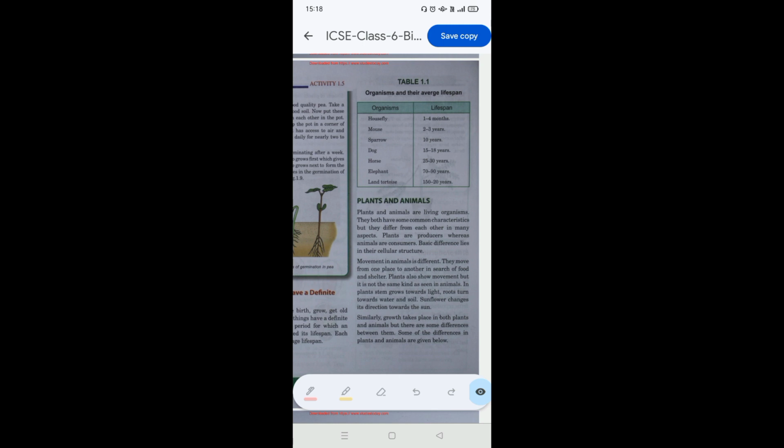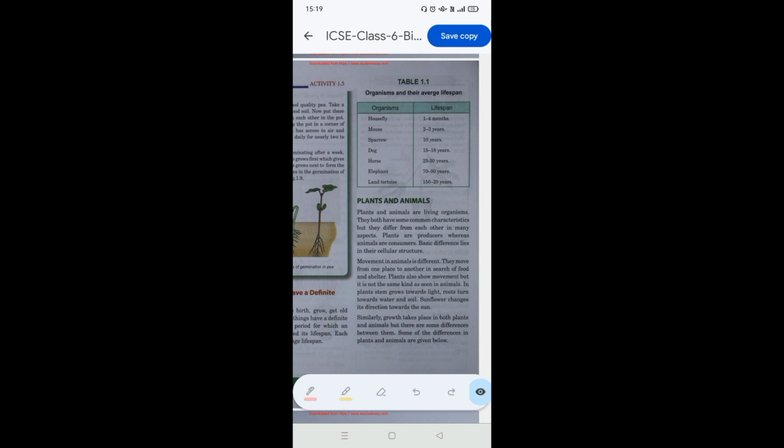So, next topic is plants and animals. Plants and animals are living organisms. They both have some common characteristic, but they differ from each other in many aspects. So, till now we have studied the different characteristic of living organisms. First one was they are composed of cells and they move. They do require nutrition for their development.